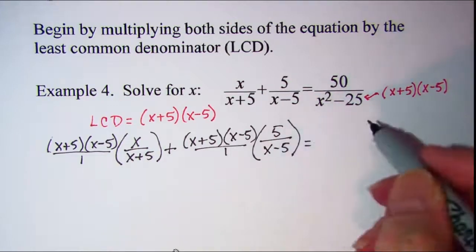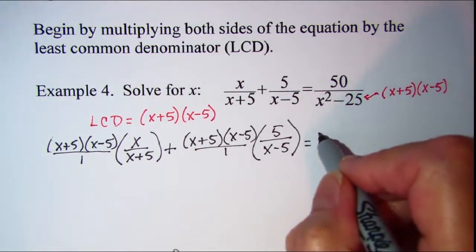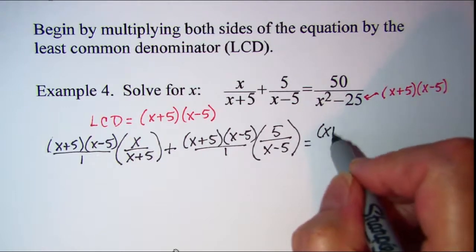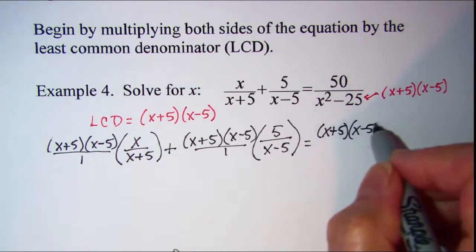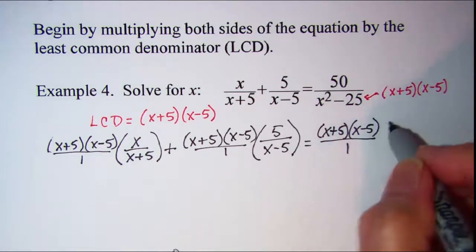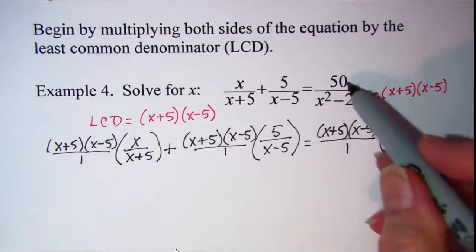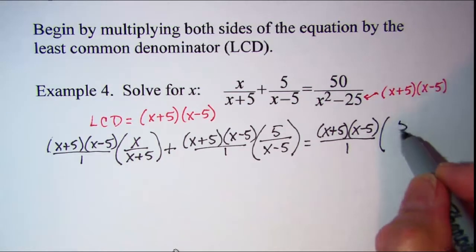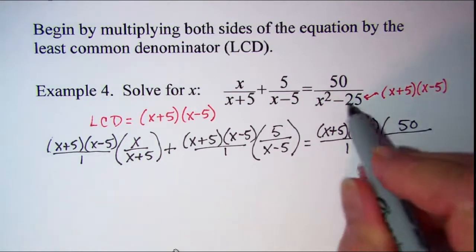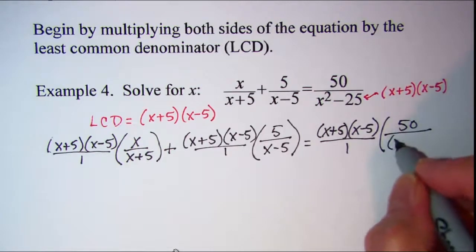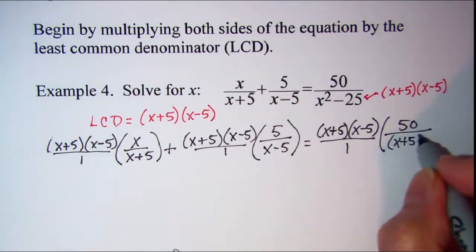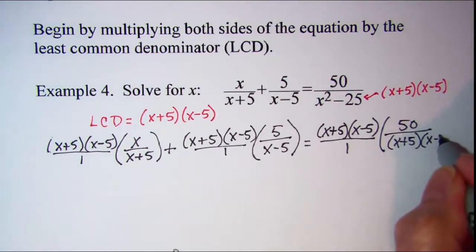And then that equals, and then let's do our least common denominator again, x plus 5 times x minus 5 over 1, multiplied by 50 over, and then instead of writing this expression, I'm going to write its factored form, x plus 5 times x minus 5.